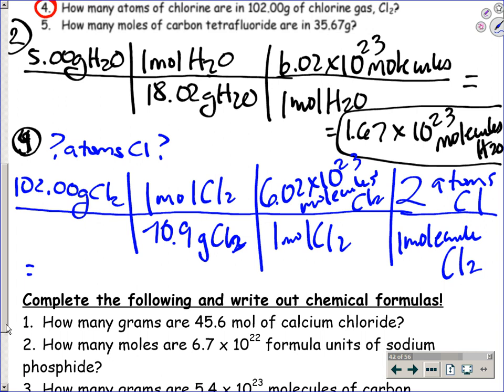How many sig figs? 5 sig figs. Okay, we're talking about 1.732.